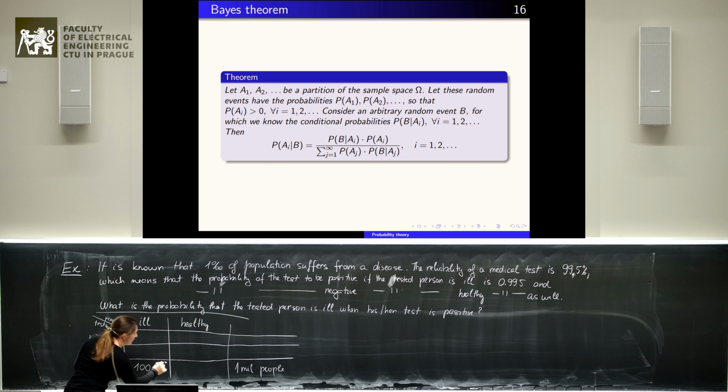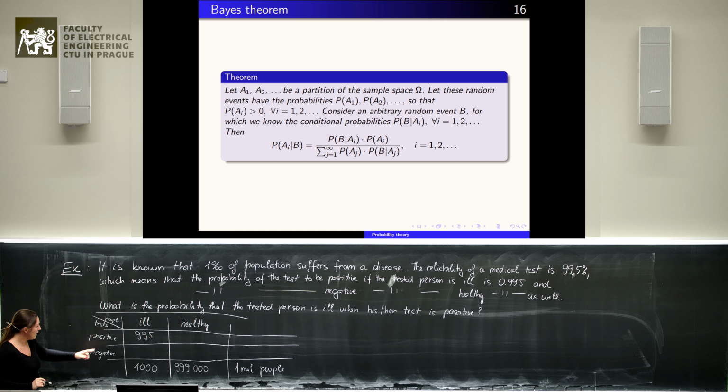1,000 people are ill, and the remaining 999,000 are healthy. We know that when the person is ill, the test is positive with the probability 0.995, which means that 995 people have positive tests when they are ill, and only 5 of them have negative tests. But what happens in the case of healthy people? 99.5% will have a negative test, but there is still 0.5% of the people who are healthy and have a positive test.